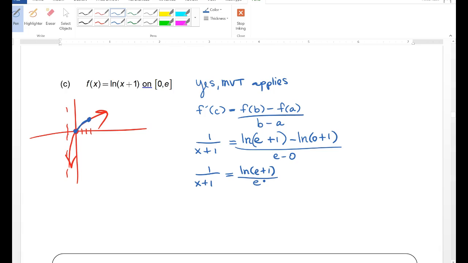Now this could get really complicated if you were trying to cross multiply. I wouldn't bother with that. I would take the reciprocal of both sides. So x plus 1 becomes e over ln of e plus 1. And then I just have to subtract 1.